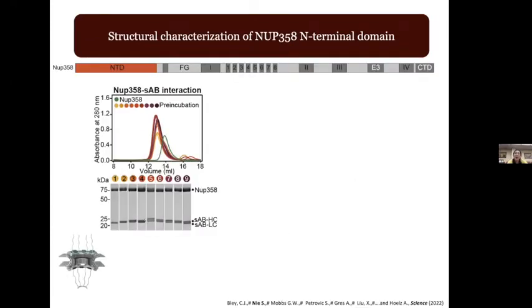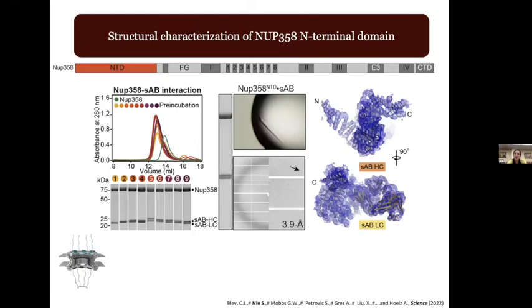We were able to generate 62 different antibodies. I tested their behavior in complex with 358. I found at least 9 different antibodies that can form a very beautiful complex with 358. Using one of these antibodies, I could generate crystals and get a 3.9 angstrom model.